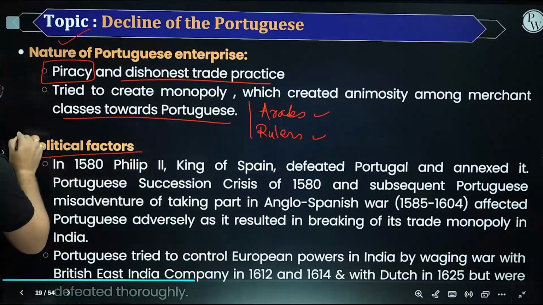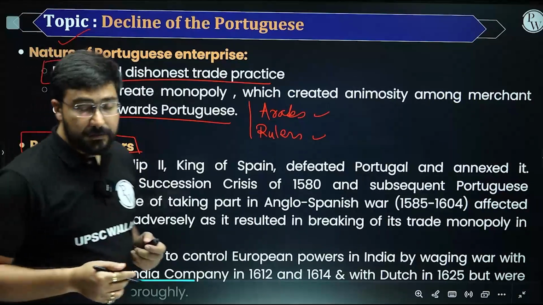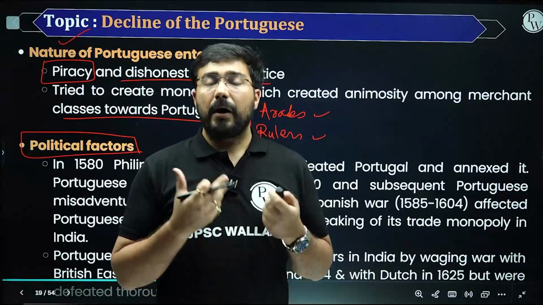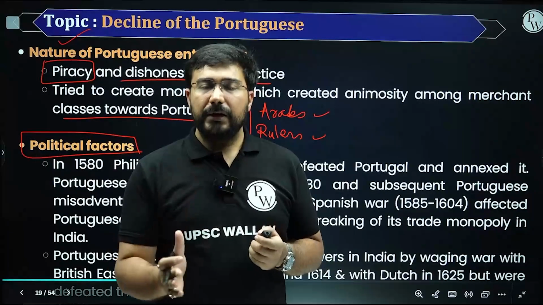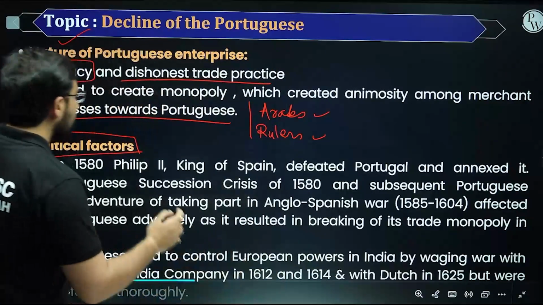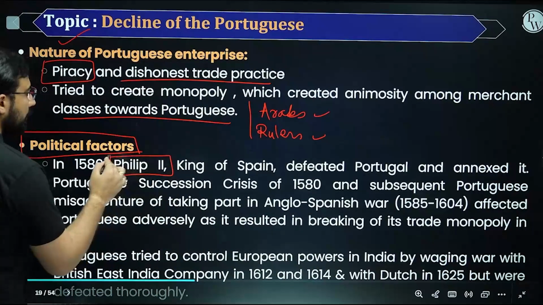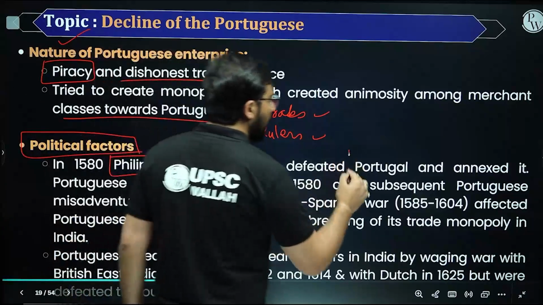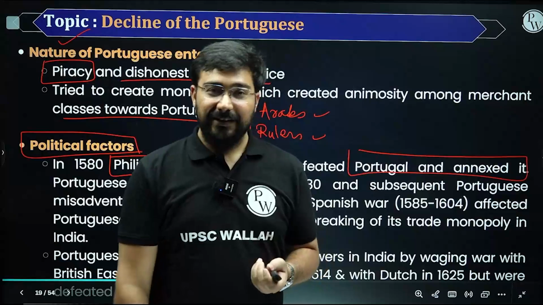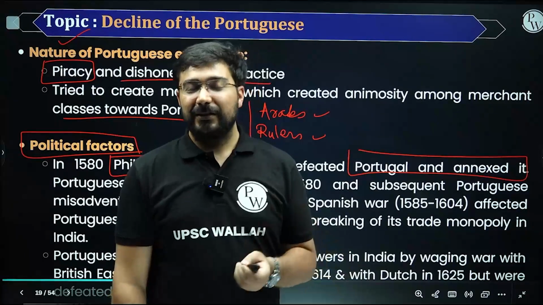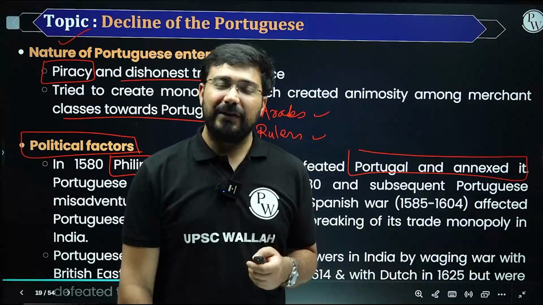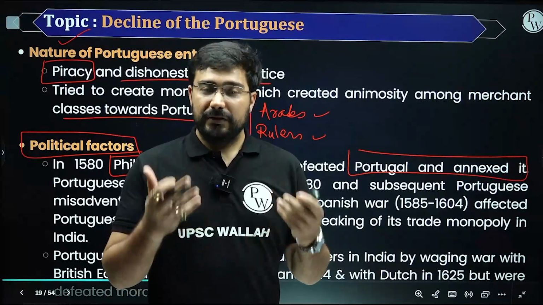Second, there were certain political factors also which were responsible for the decline of the Portuguese. Since they were part of Europe, the country immediately next to Portugal is Spain. So in 1580, what happened? The king of Spain, whose name was Philip II, defeated Portugal and annexed it. So try to think. The Portuguese were controlling some parts in India, and they themselves were being controlled by Spain in 1580. So that's why their reputation was now lost.